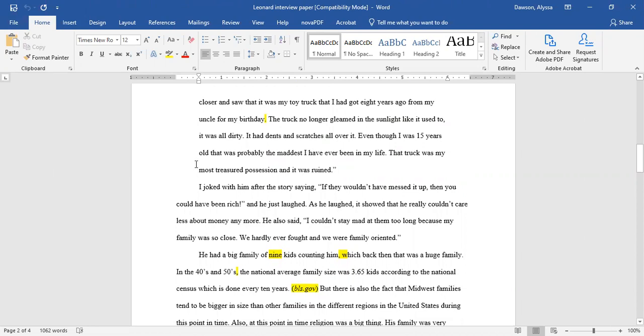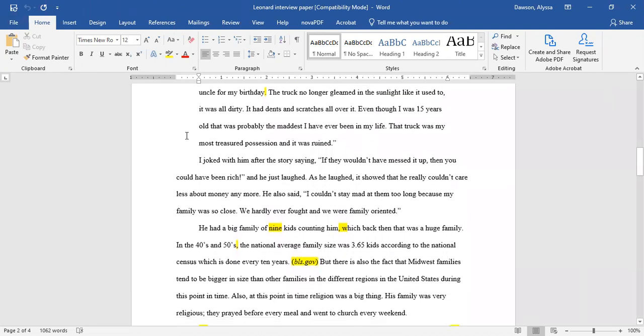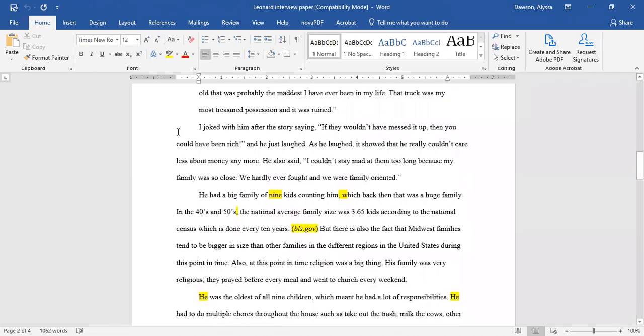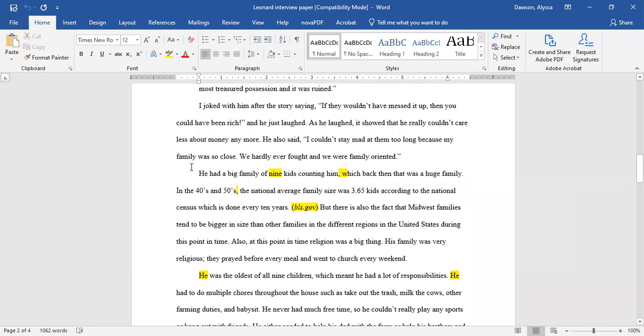The truck no longer gleamed in the sunlight like it used to. It was all dirty. It had scratches and dents all over it. Even though I was 15 years old, that was probably the maddest I've ever been in my life. That truck was my most treasured possession, and it was ruined. I joked with him after the story, saying, if they wouldn't have messed it up, then you could have been rich. And he just laughed. As he laughed, he showed that he really couldn't care less about money anymore. He also said, I couldn't stay mad at them too long because my family was so close. We hardly ever fought, and we were family oriented.